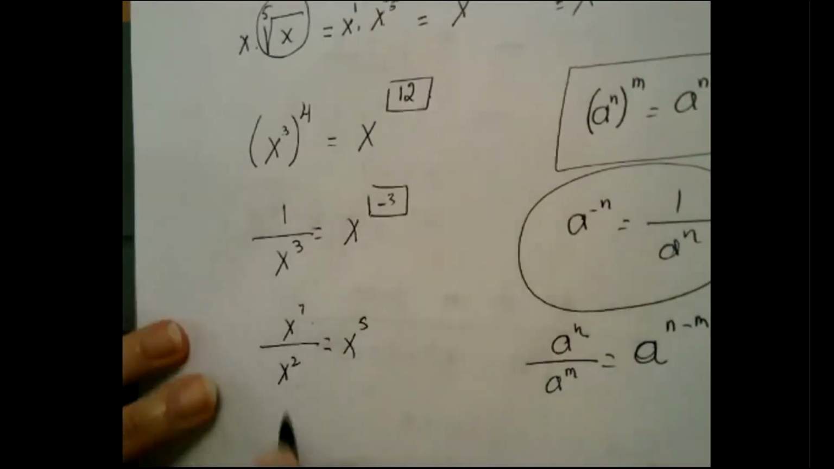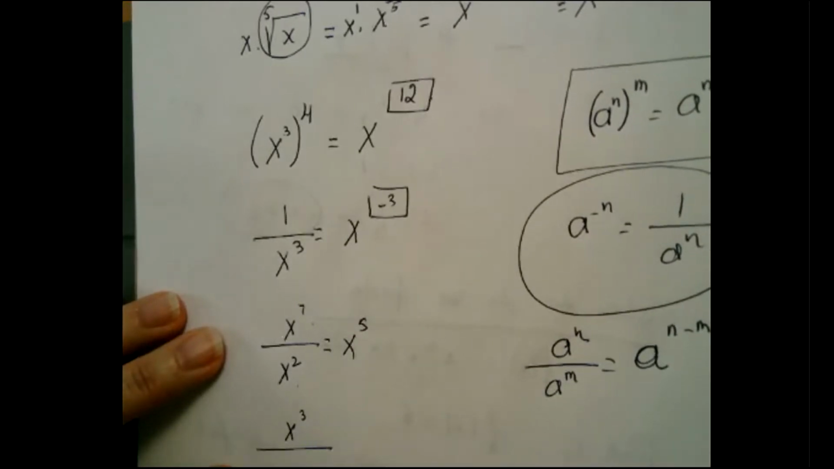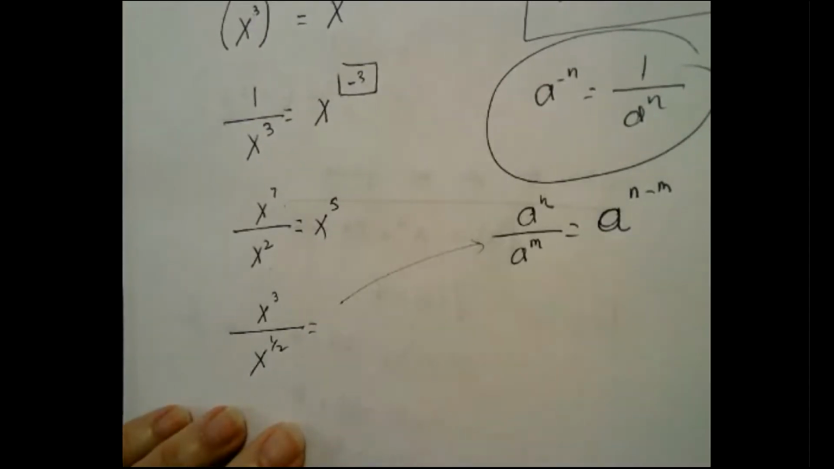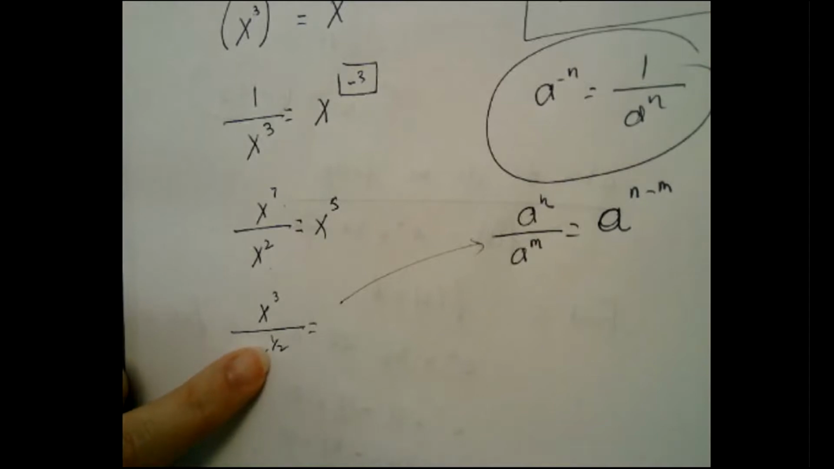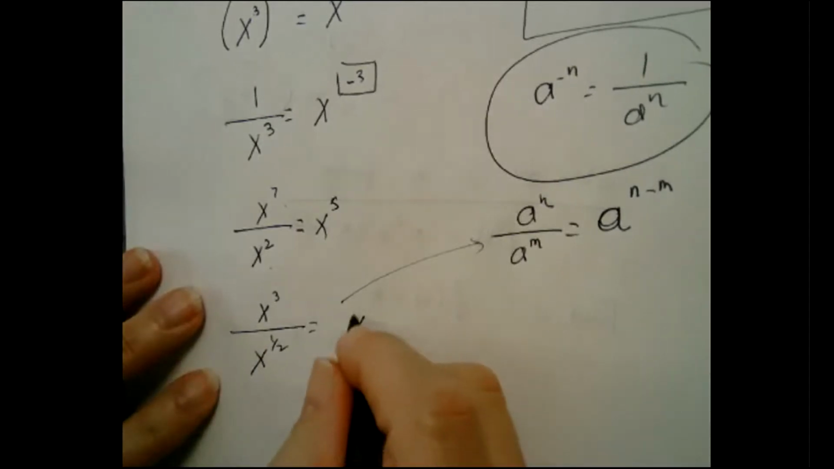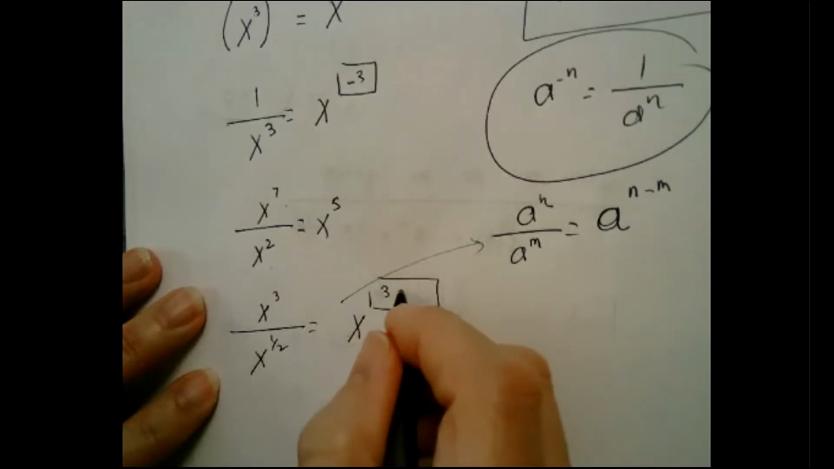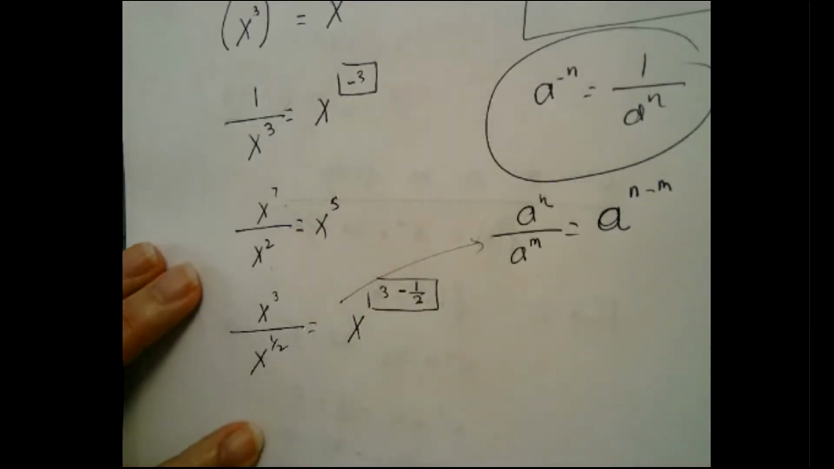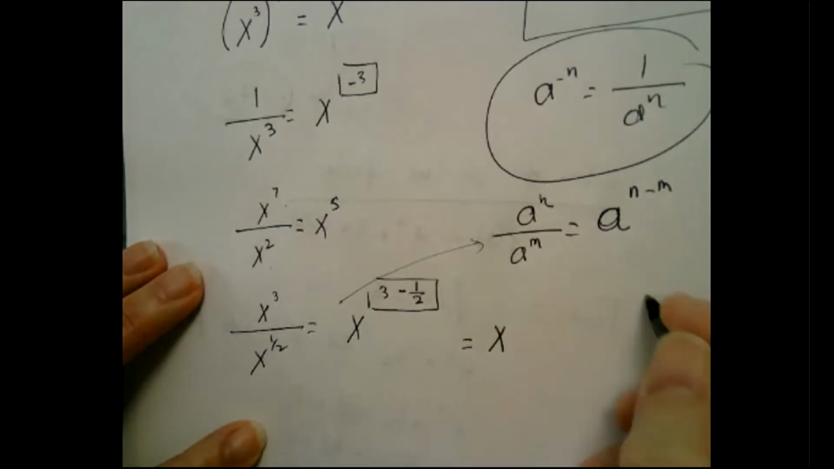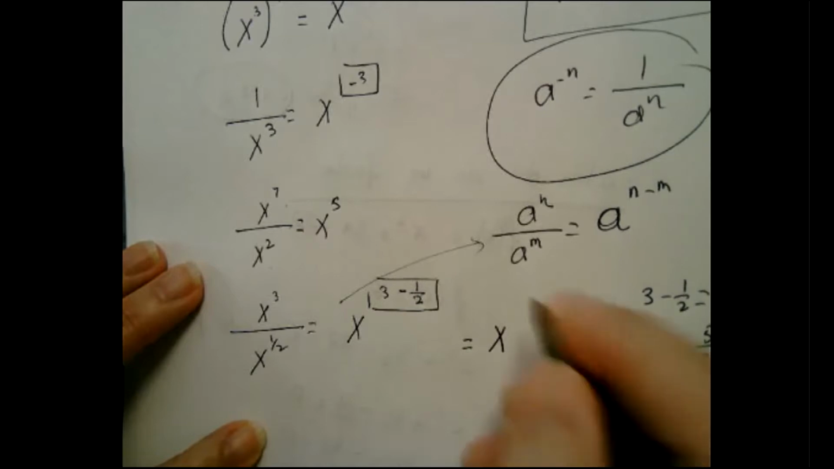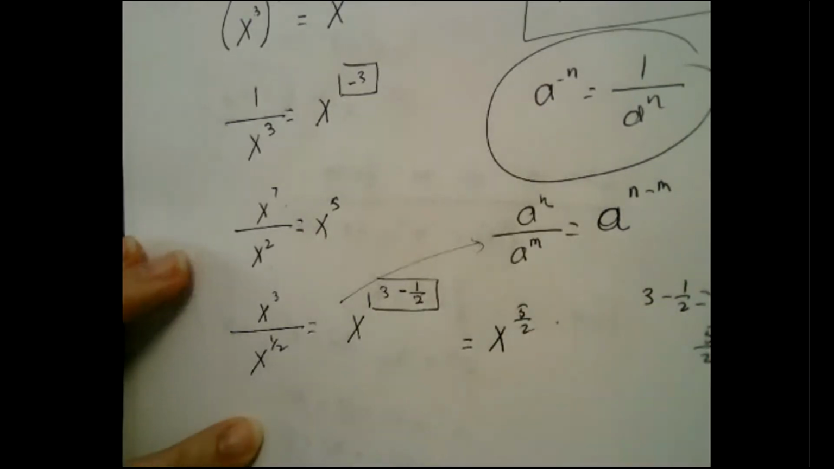Okay, now x to the 3 over x to the power a half. That's again the same thing, but it's harder because the power down here is a fractional power. But the rule is the same. It's 3 minus a half. The exponent is always written as a fraction. We do not use mixed numbers. Now 3 minus a half is 2 times 3, it's 6, so 5 halves. That's what goes in the box.